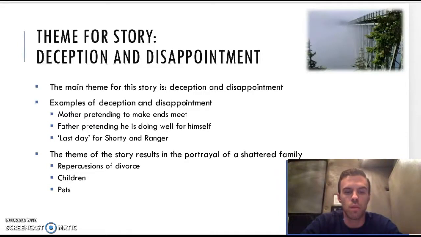The main theme of this story is deception and disappointment. Some examples of this is the deception the mother portrays when she pretends to keep up with the Joneses, that she can afford the life she had with her husband on her own. This is also disappointing to her because she realizes that she is going to have to give up in order to make ends meet. The father is full of deception too, always saying that he is going to come save Caleb, and he is doing well for himself, and is going to have a big house on the beach where Caleb can live with him.